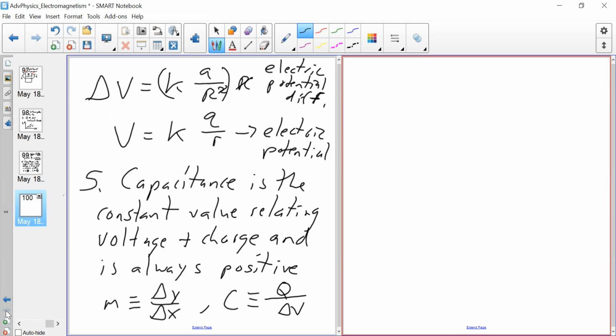Oh, Mr. Kelly, the net charge, right? It's the total charge. It's charge, whether it's positive or negative. It's not net. It's just Q.